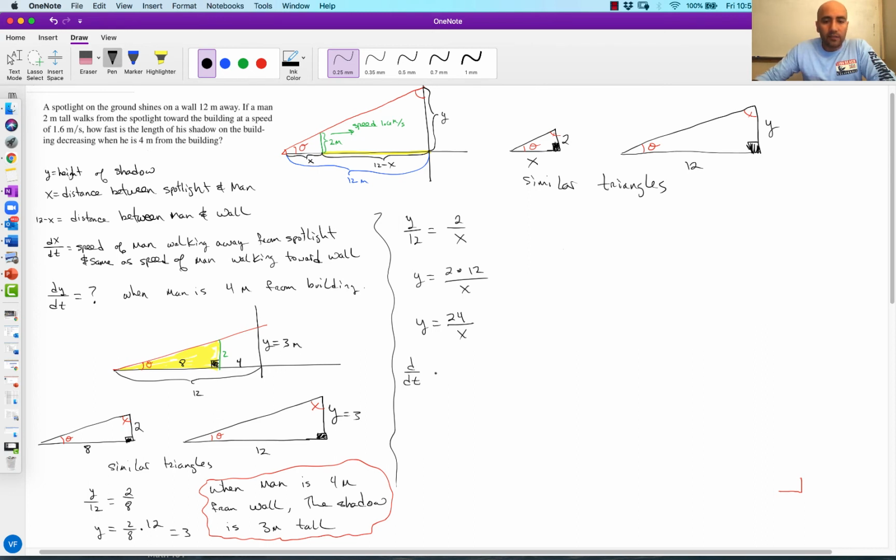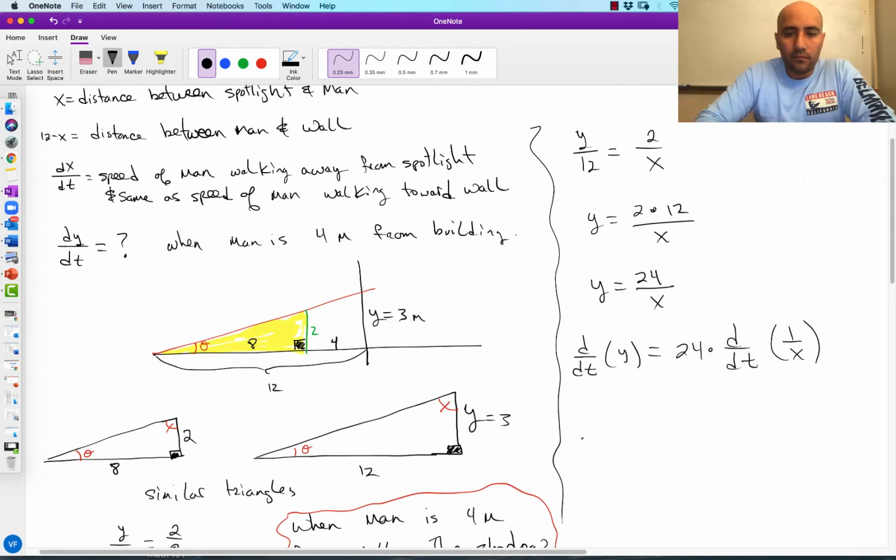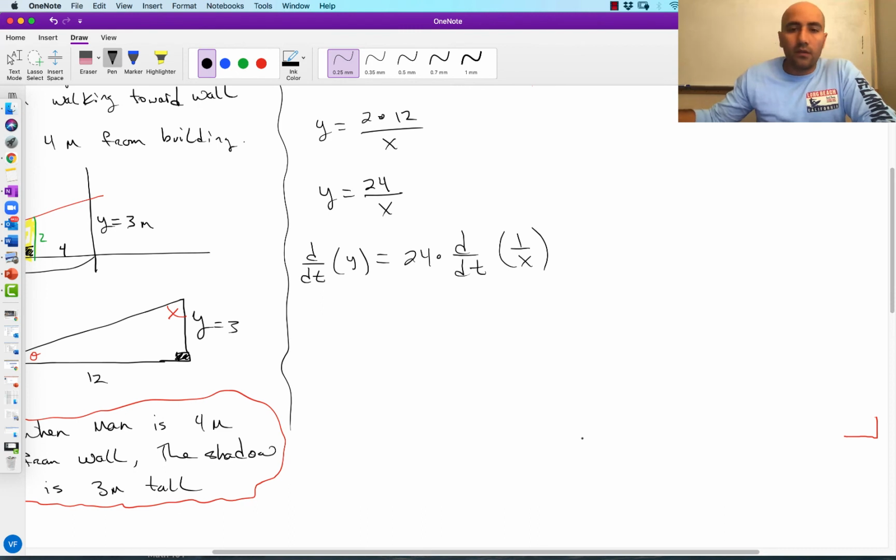Derivative with respect to t of the y. And then I'm going to separate that 24 and say it's 24 times the derivative with respect to t of the 1 over x. Let me zoom in here for a little bit. So this is exactly what we're after.